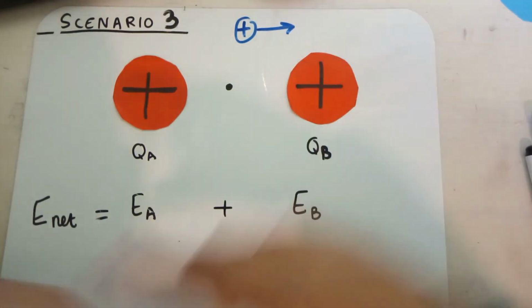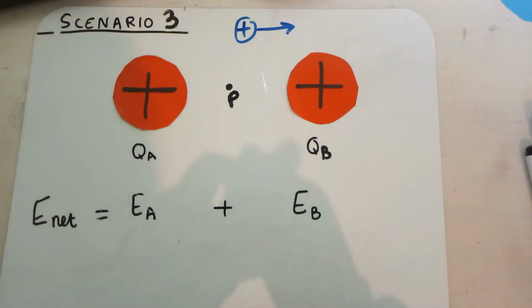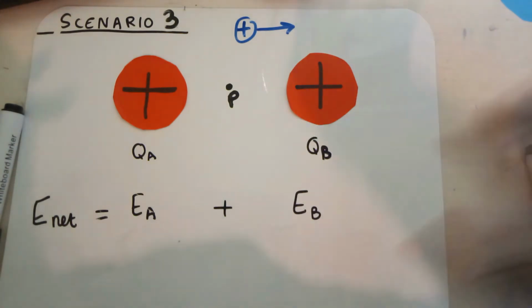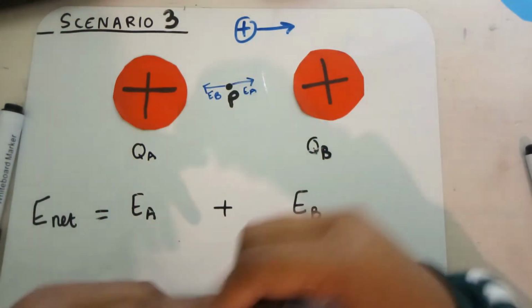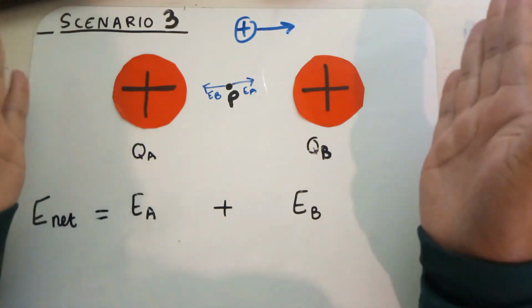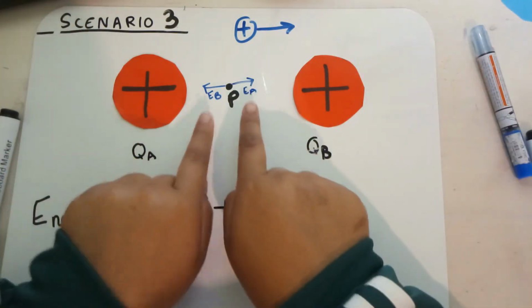Scenario 3 is if I have a point in between two positive charges, and I'm labeling them QA and QB. Let's establish the direction of my fields due to each charge. They are in different directions because positive charges will radiate their fields outwards away from them. So I will have a subtraction situation here.